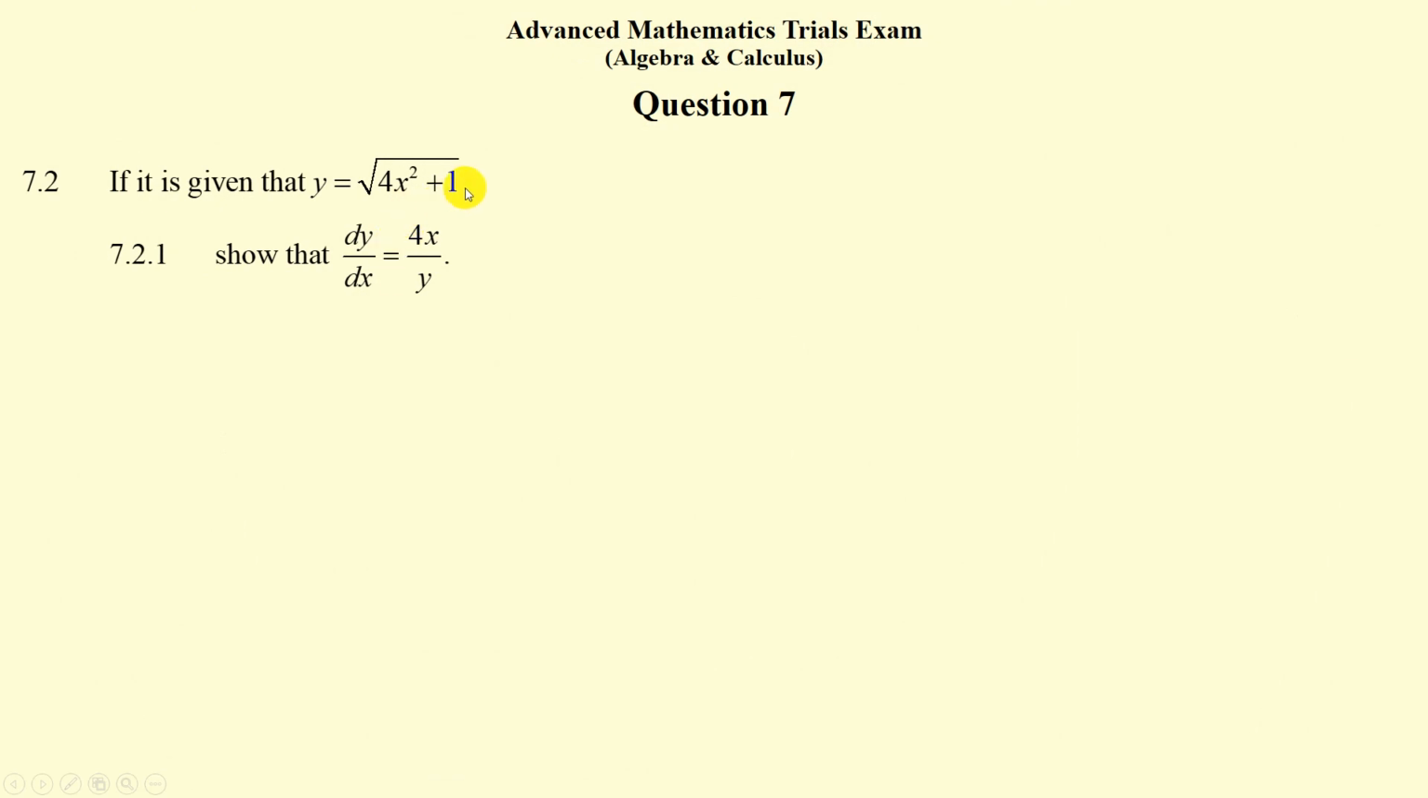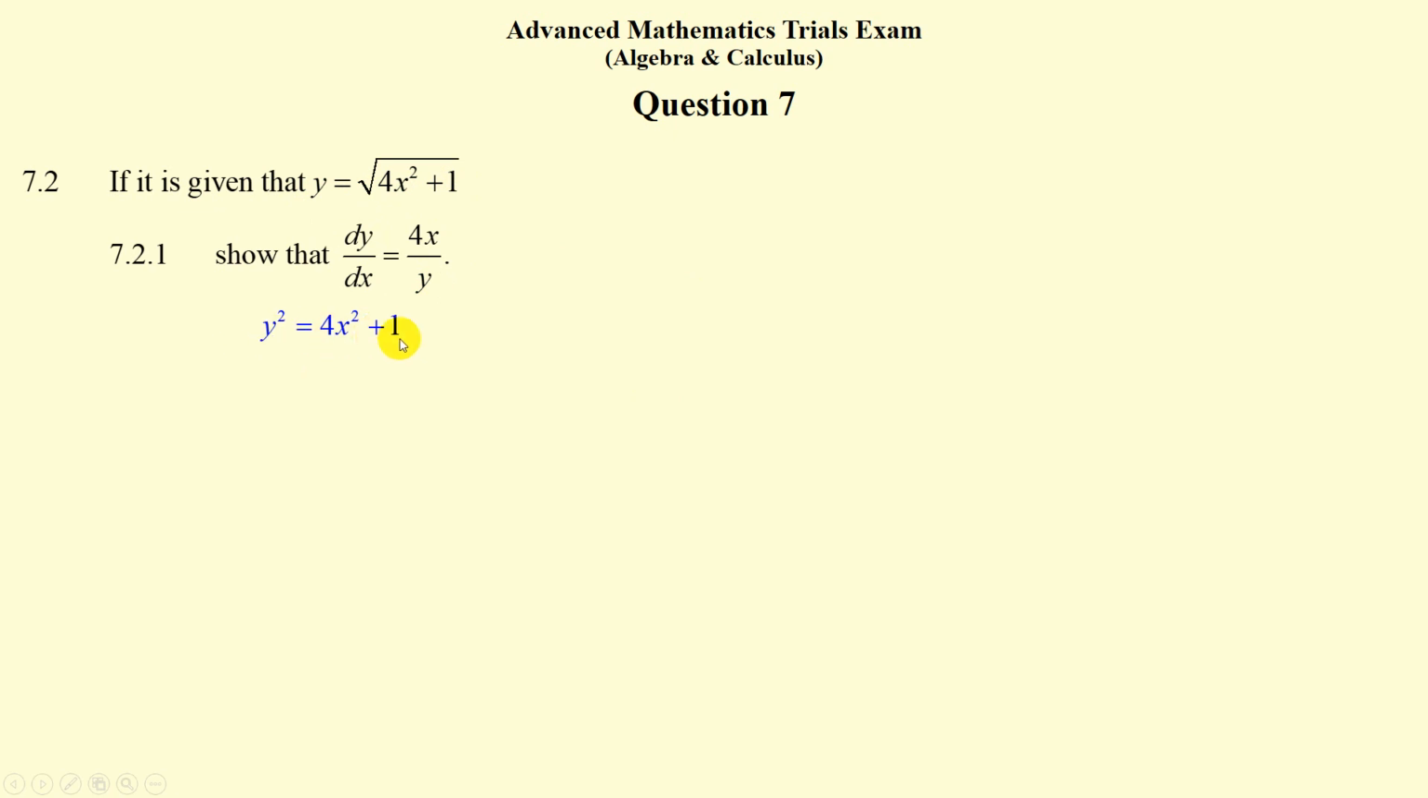It's given that y equals the square root of 4x squared plus 1. Show that dy by dx equals 4x over y. Well, this is a big hint to you already. That's probably a useful way to go, that you're going to be able to use implicit differentiation. So let's take that and square both sides. There we are. So it's y squared, we drop the square root on that side.